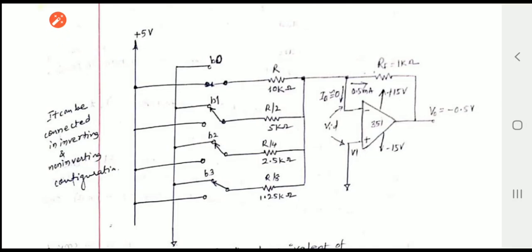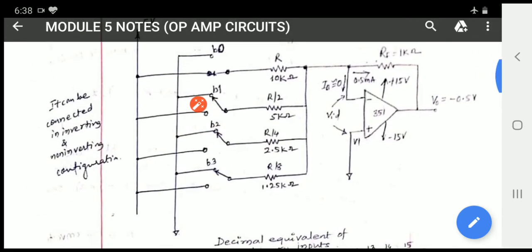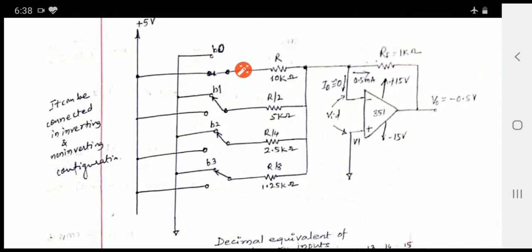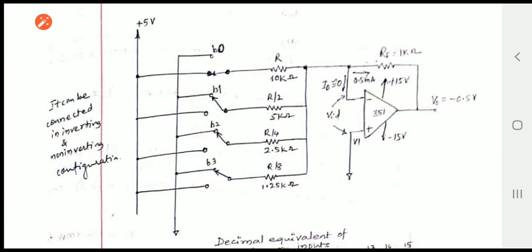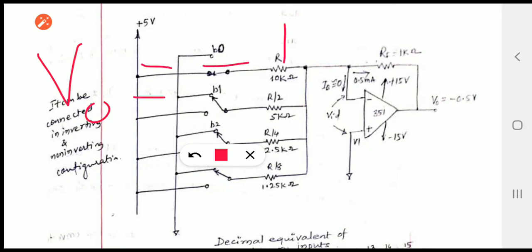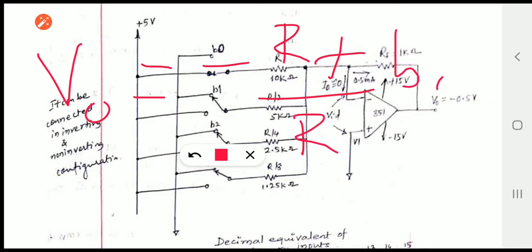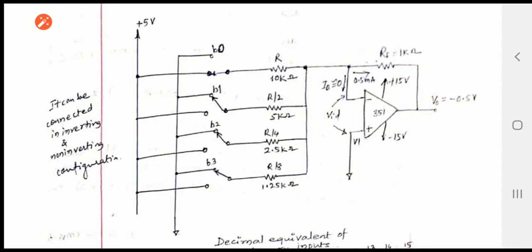As we know, V0 is nothing but minus Rf by R1 into Vin. Here Vin is nothing but B0. So how does it work? I will find out the value which is shown in the table. We will find V0, which is minus Rf divided by R1, which is R here, and Vin is B0. Now I have to substitute all these values in this expression. So what will I get?